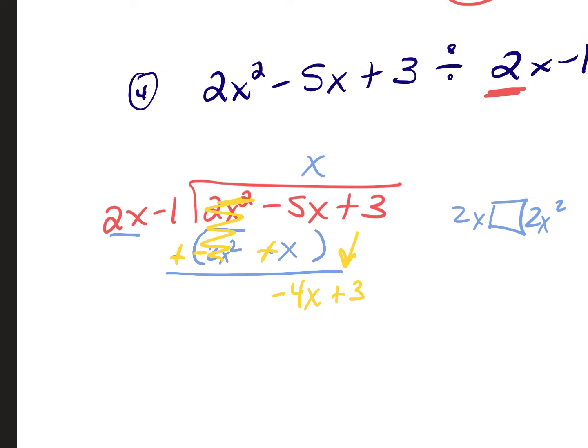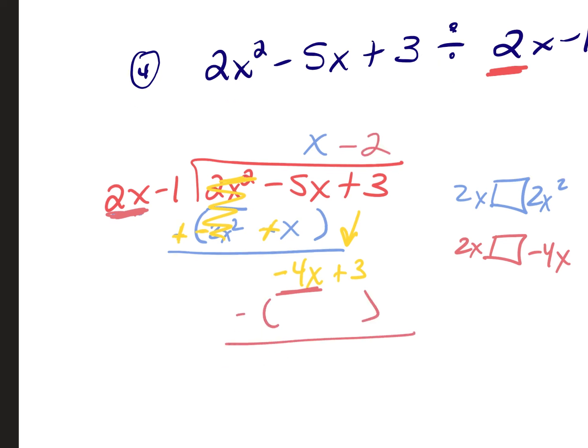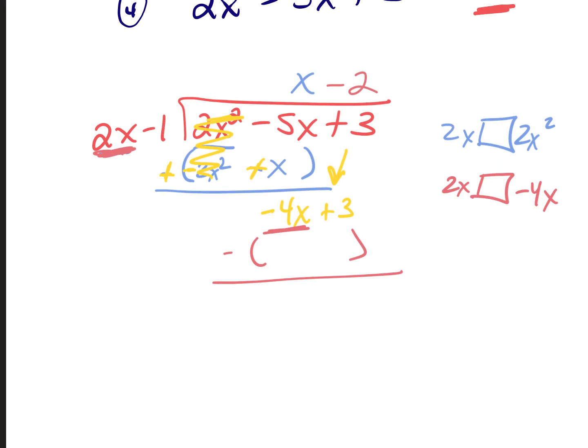So now I'm going to do the same thing again, y'all. First term, 2x into negative 4x. So 2x times what gives me negative 4x? Negative 2. Get your subtraction set up before you multiply. Now we multiply negative 2 times 2x, negative 4x, negative 2 times negative 1, plus 2.